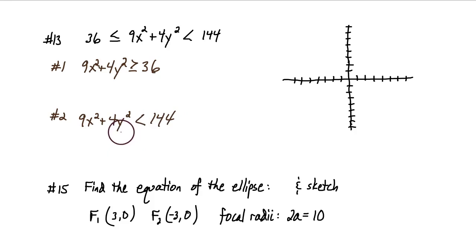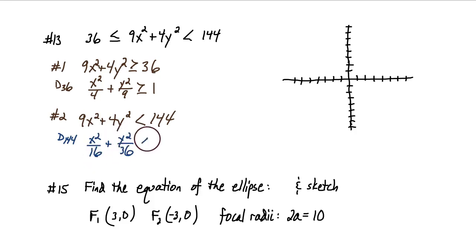I think these are both going to be ellipse shapes, but we need to make the standard form where there's a 1 on the right side. So in this one, divide everything by 36. This reduces to x squared over 4 plus y squared over 9 is greater than or equal to 1. Now for the other one, divide this one by 144. So it makes x squared over 16 plus y squared over 36 is less than 1. Let's graph both of these and then figure out where the shading goes.